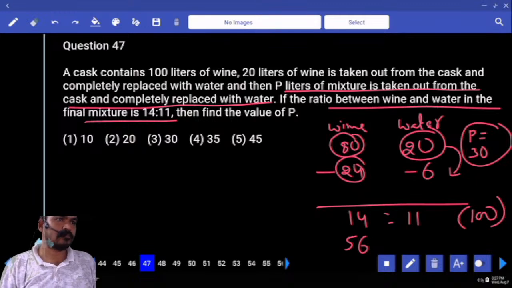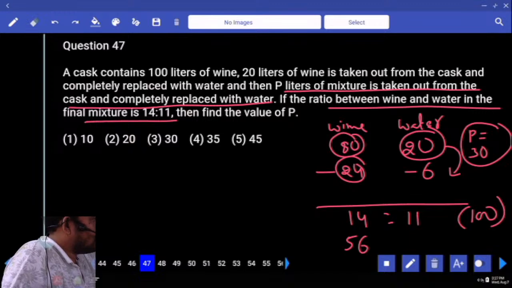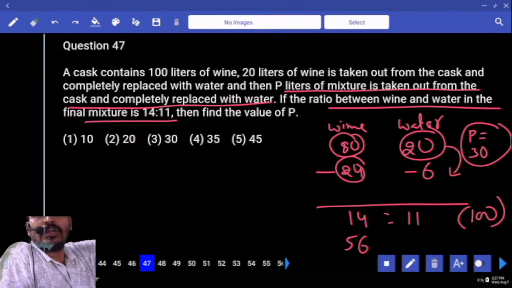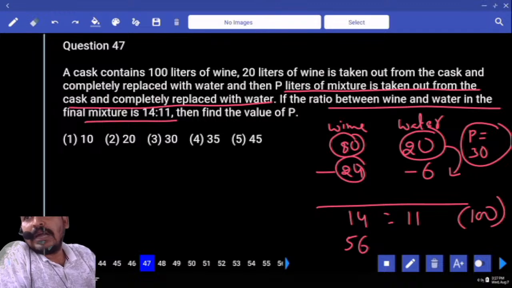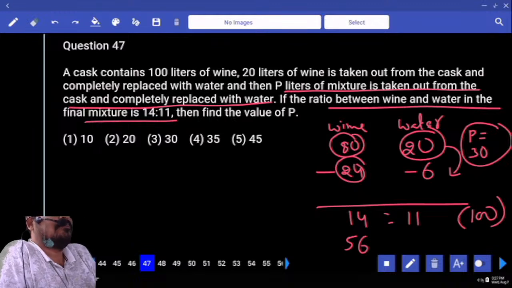Yes or no? Before removed wine quantity is how much? 80. After removed 56. How many liters are removed? 24. The 24 is what percent of 80? 30%. In wine 30% are removed. Water also 30% are removed. Means 24 plus 6, how much? 30. That 30 is the P value.